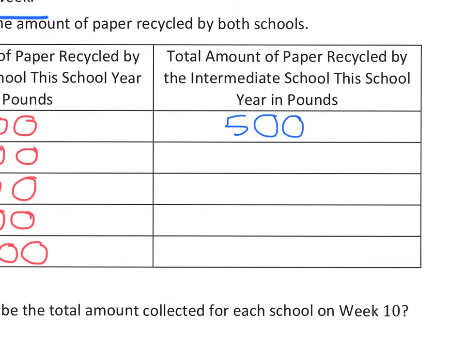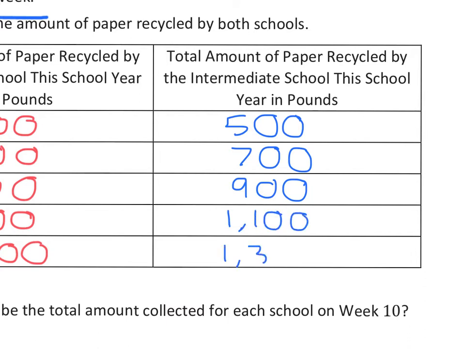And then it says they're also recycling the same amount of paper. So they start with 500, but week 2, they recycle another 200. So 500 plus 200, 700. Then week 3, they recycle another 200 pounds. So that's 900. It just keeps continuing. 1,100, 1,300.